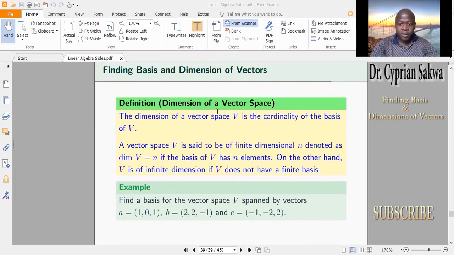In our previous video, we looked at how to determine if vectors form a basis of a certain vector space, if a set of vectors forms a basis of a vector space. In that same video, we defined a basis and we looked at several examples. So today, we'll be defining the dimension of a vector space, and then we'll look at various examples on how to determine the basis of a vector space and the dimension of a vector space. So let's first define dimension.